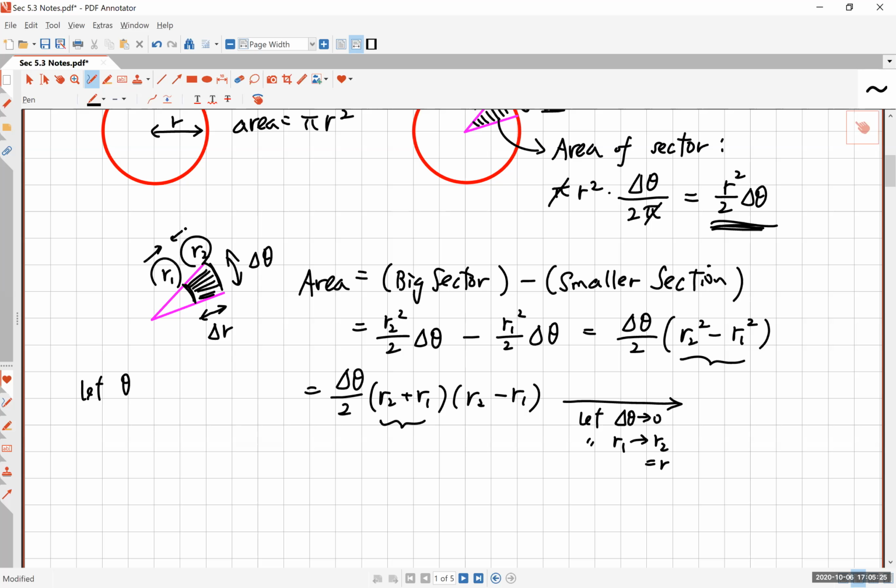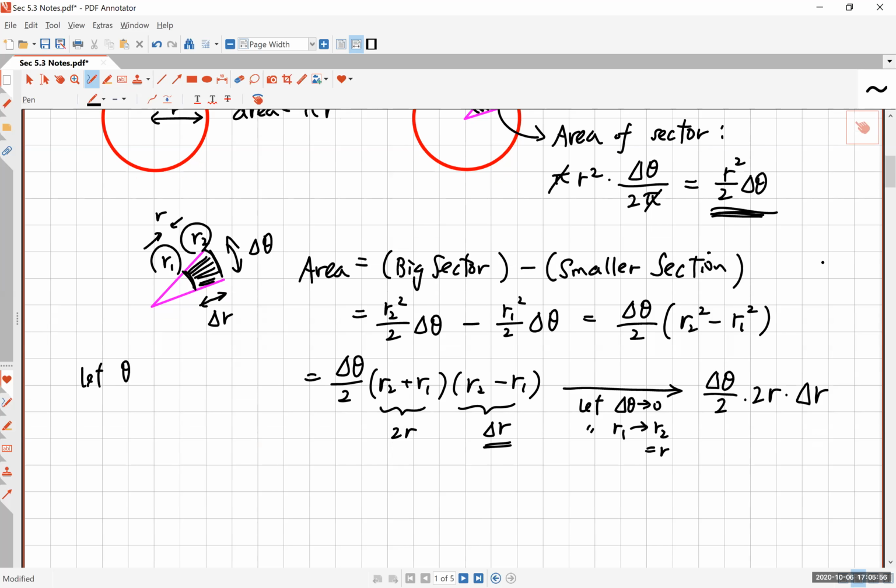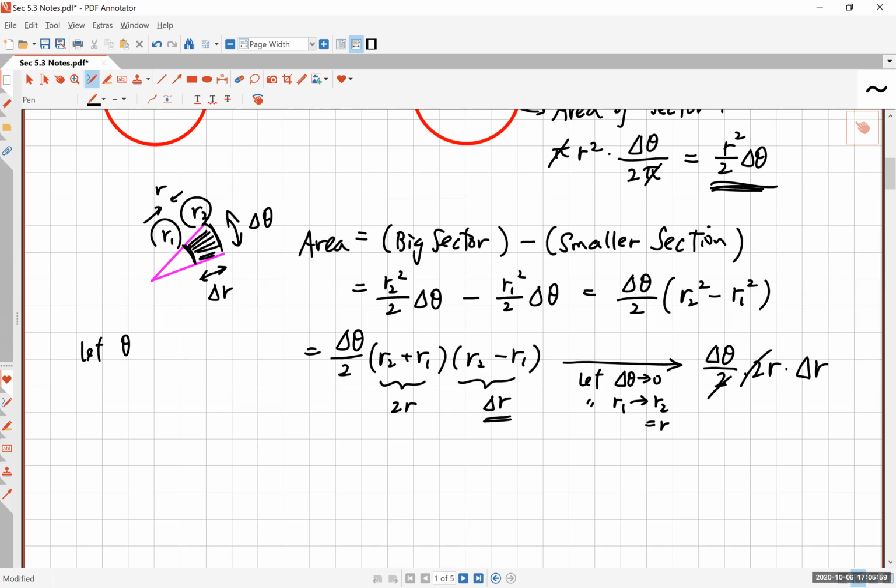So if this becomes the same radius R, okay, this becomes 2R. And then this, of course, becomes closer and closer to, well, this is what we were talking about. This is the delta R, right? And so that is what? Okay, so you have delta theta over 2, and then 2R, and then you have delta R. The difference between R2 and R1 is getting smaller and smaller, but that difference is delta R. Okay, 2 and 2 cancel. All right, so here is what we see here. Therefore, okay, you ready for this?